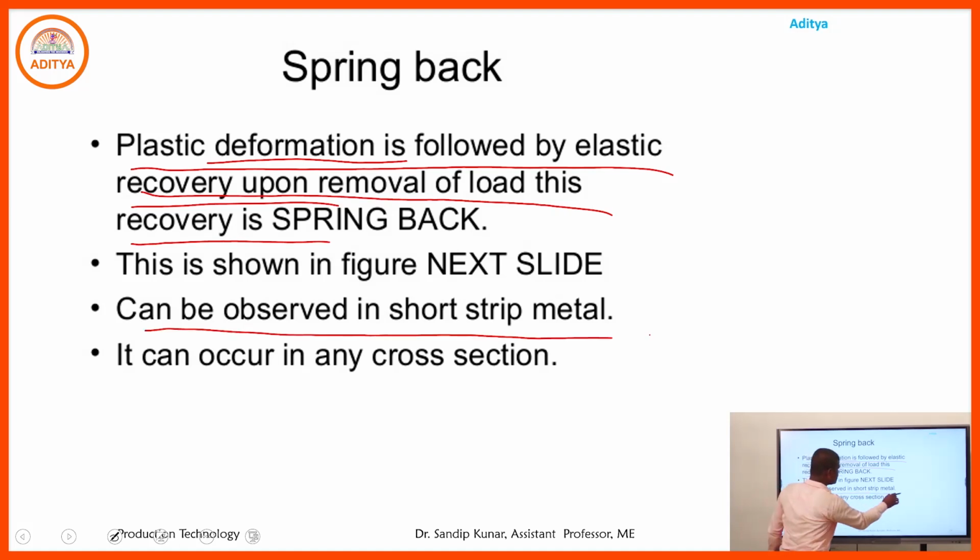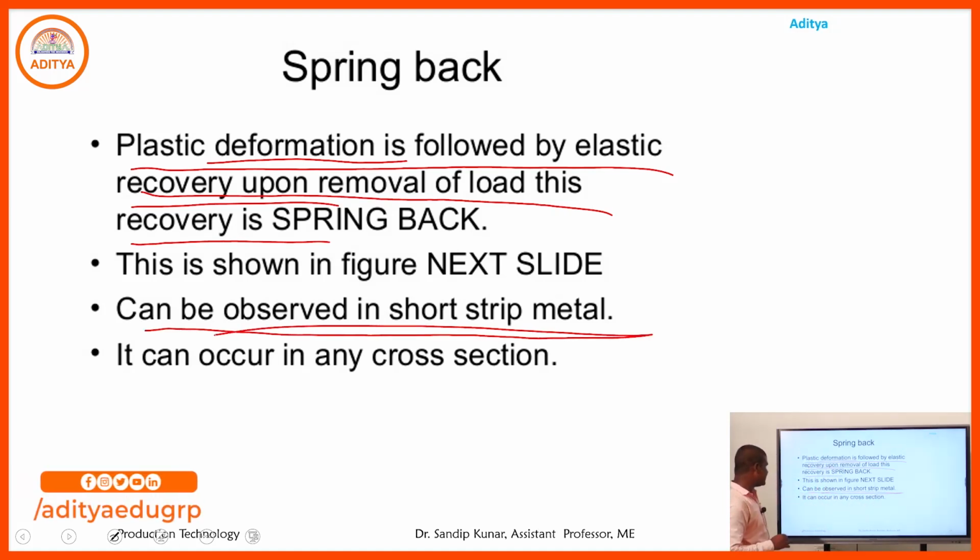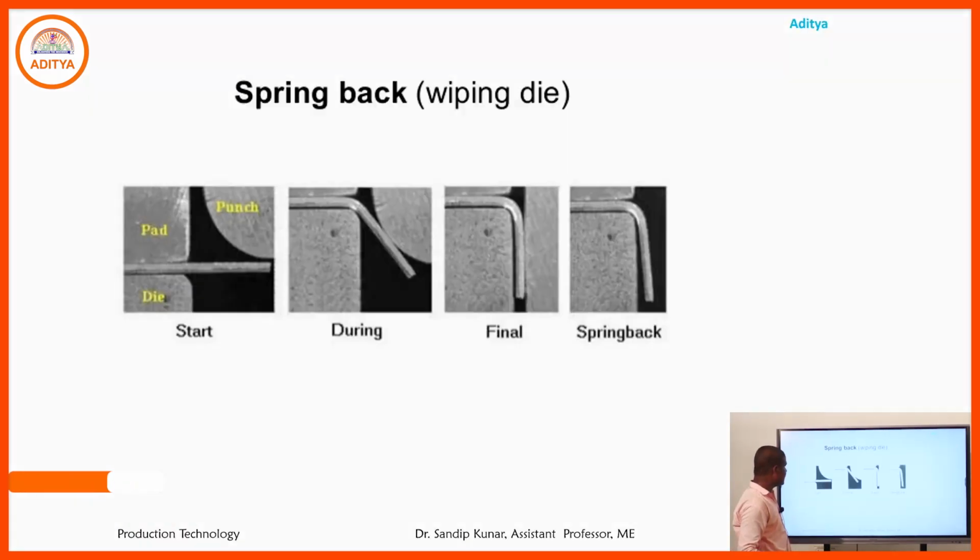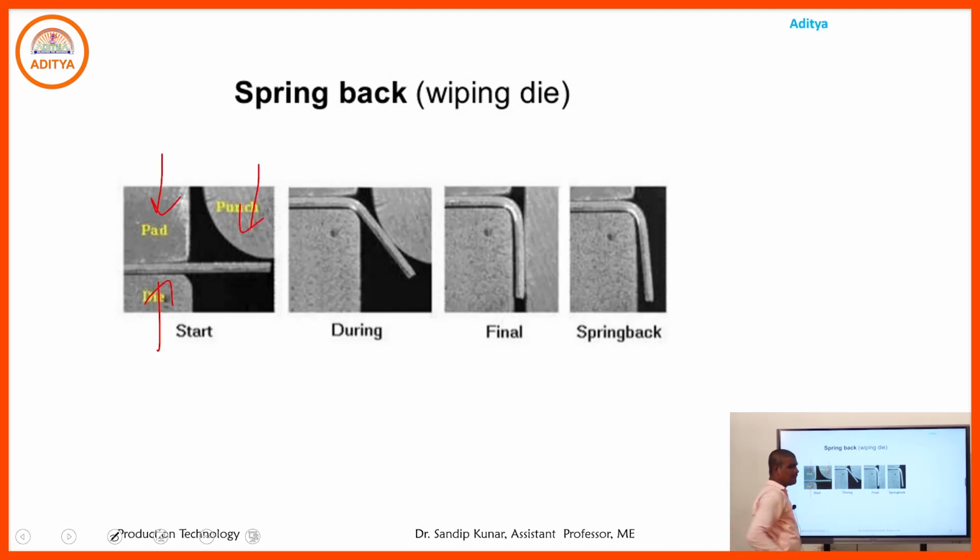That can be observed in short strip metal and it can occur in any cross section. Here in the example we are seeing the pad, the die, and the punch. By applying the punch it will take that type of shape. When we remove the punch, due to elastic recovery, it will deviate from that particular die. That is the spring back.